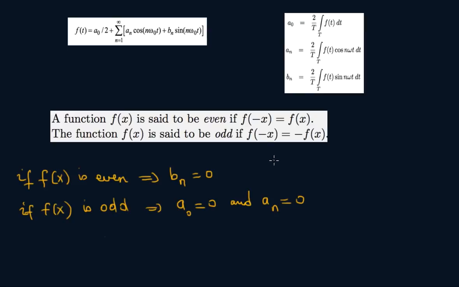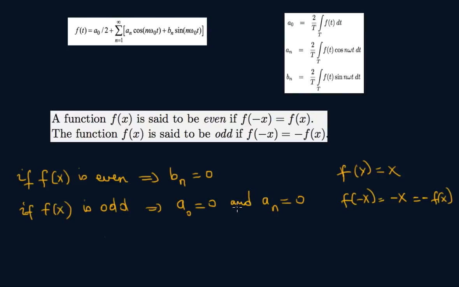Let's say you're given f of x is equal to x, for instance. So you ask yourself, is this even or odd? Regardless of the other part of it, like whether you're doing cosine or sine, you just focus on f of x. So let's say f of minus x, this would be minus x, right? So this is minus f of x. So you've proven that it's odd.